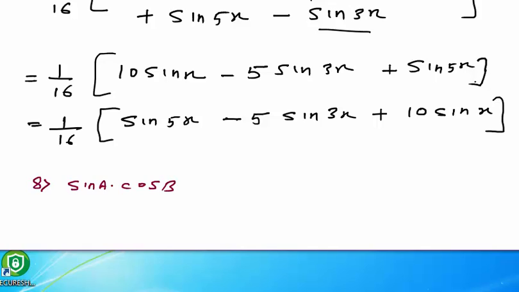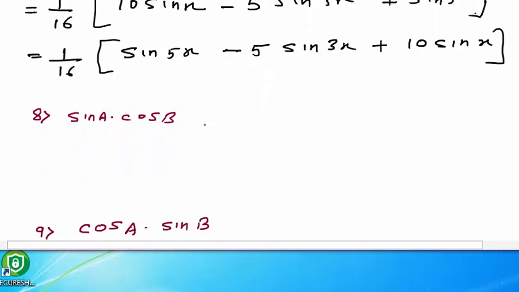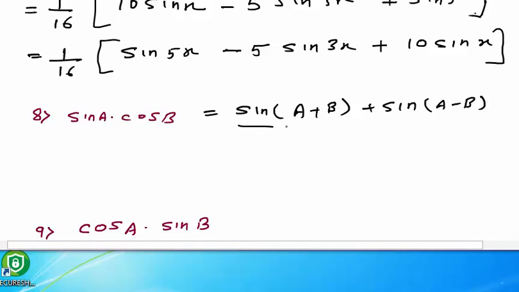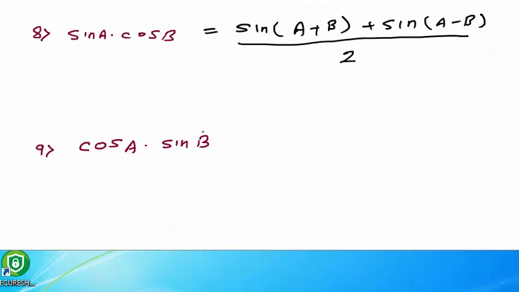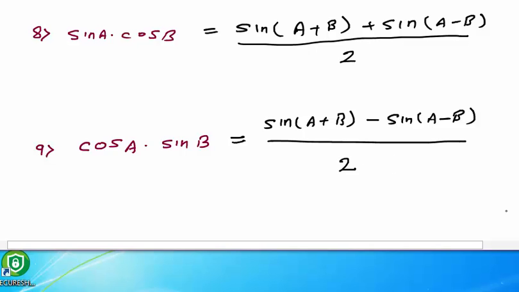Now in the above formula, we have already used sin A into cos B. Sin A into cos B is equal to sin of A plus B plus sin of A minus B, whole divided by 2. Cos A into sin B is sin A plus B minus sin of A minus B, whole divided by 2.